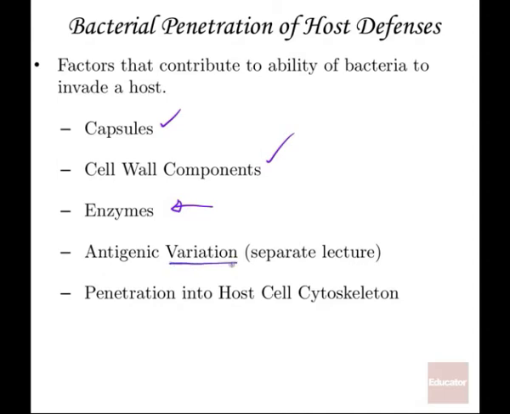The antigenic variation. Now we're going to have a completely separate lecture on this topic, but the particular antigenic variation of the bacteria itself: is it able to maintain a low profile? Maybe it doesn't have any antigenic capacity, and then the host doesn't launch an immune attack. And of course, that's exemplified by the intestinal bacteria. And then, can and does the bacteria actually penetrate into the host cell cytoskeleton?